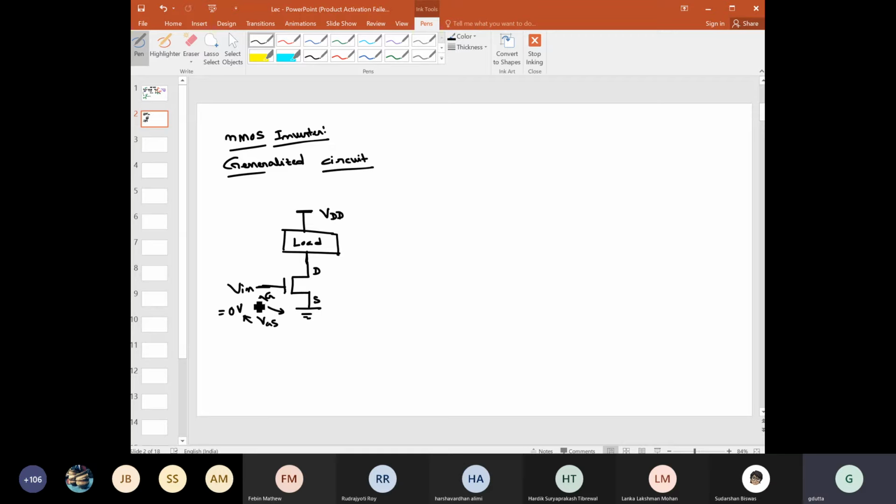So what will happen if you have given 0 volt here? The threshold voltage of this transistor is somewhat positive, maybe plus 0.5 volt or maybe 0.6 volt, right? So this transistor will be in off state, with no current through the transistor. That means whatever the voltage is here, VDD, you will get at this V output, right? We know that already.